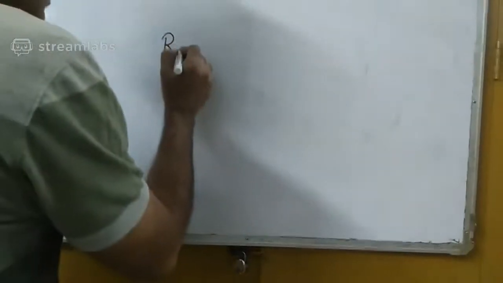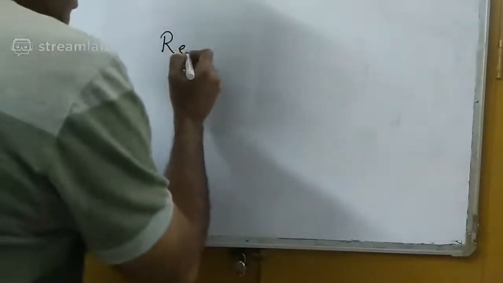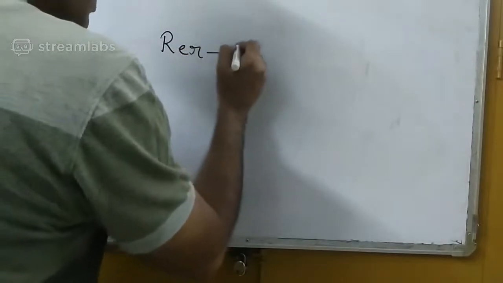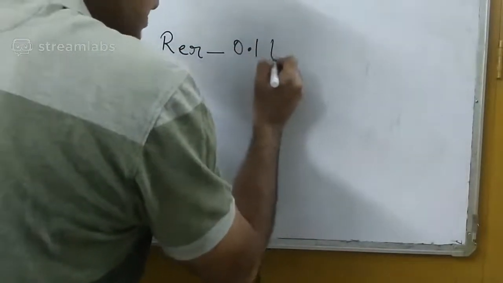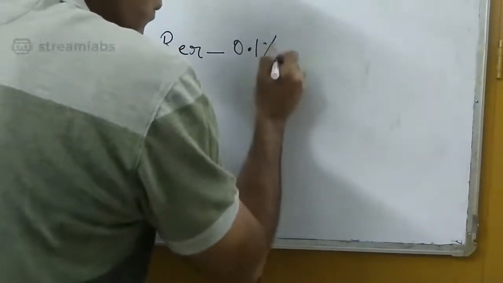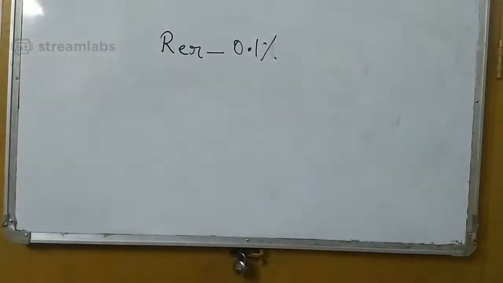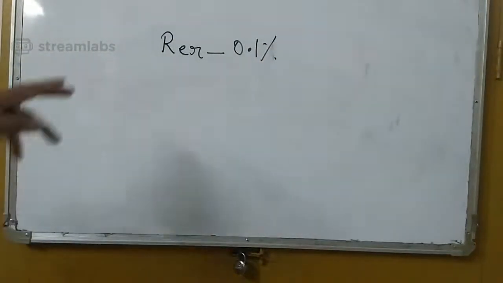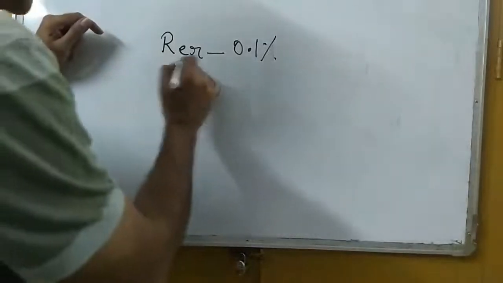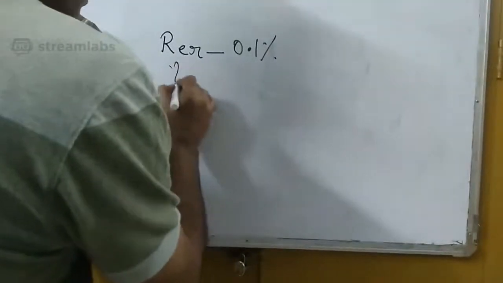In digital transmission, the receiver clock is 0.1% faster than the sender's clock. The receiver's clock, it is connected with synchronization. So the receiver's clock is 0.1% faster than the sender's clock. The receiver's clock is fast here compared to that of the sender.